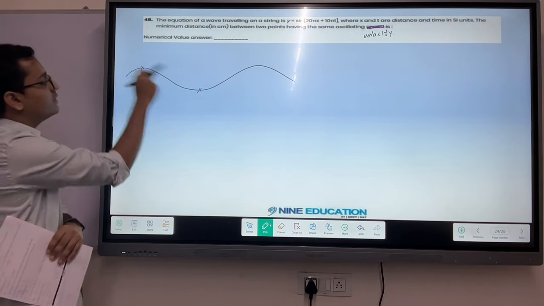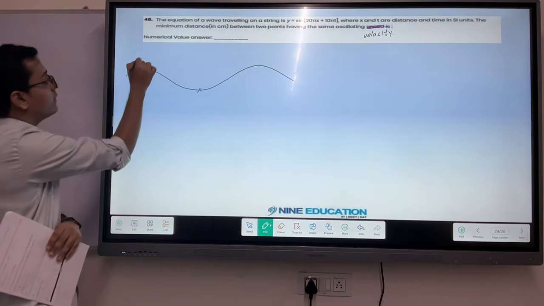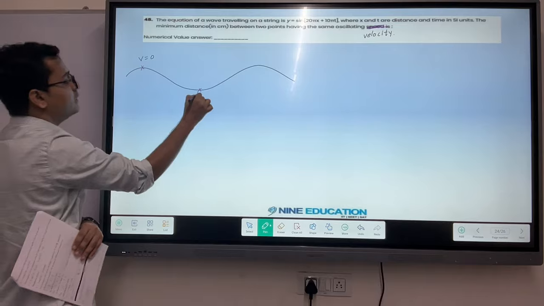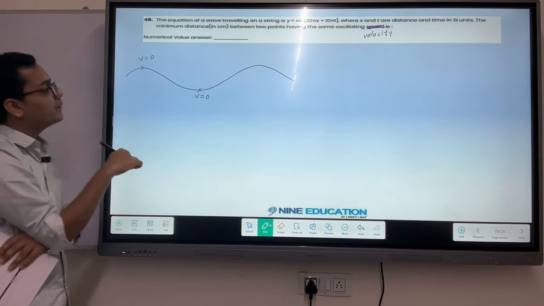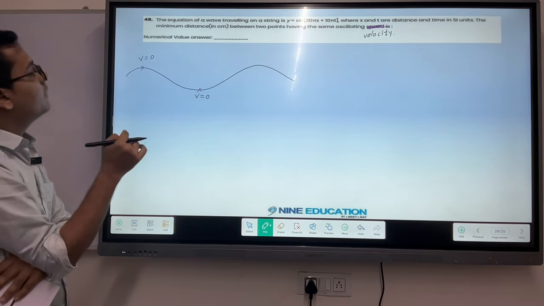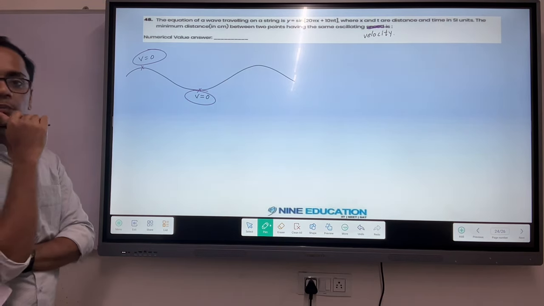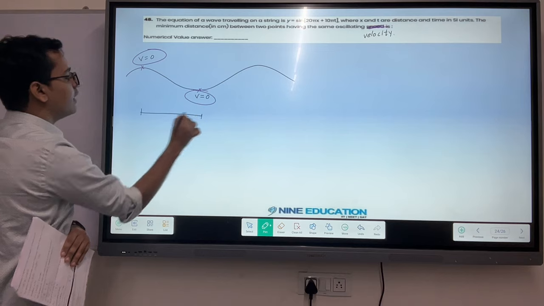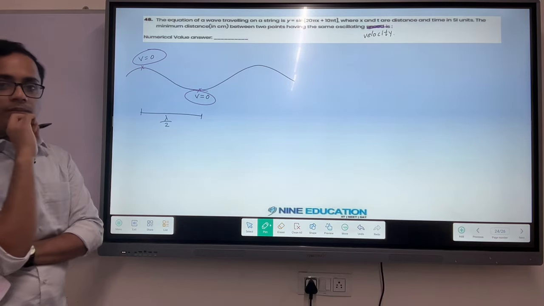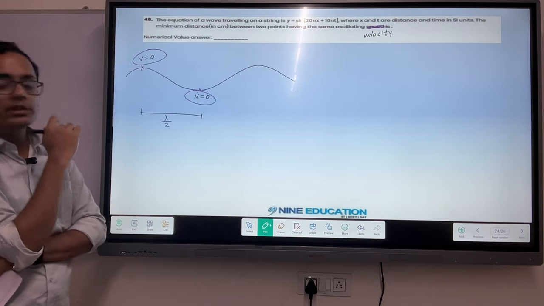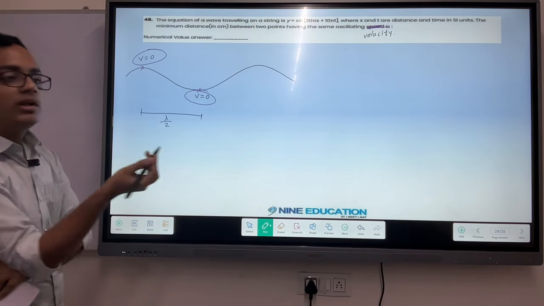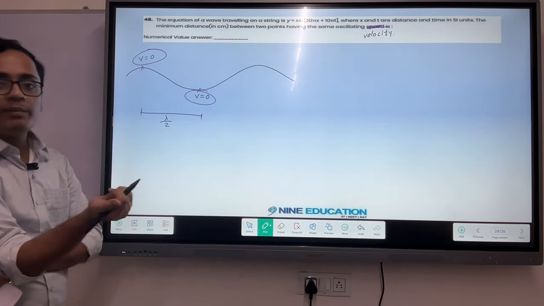Okay. What is the velocities of the 2 points over here? Velocity is 0, velocity is 0. Velocity of the particles. Okay, so you can clearly see they have the same velocity at this particular point. What is the distance between them? Distance between them is lambda by 2. Okay, distance between these 2 points is lambda by 2. So all you need to do is you have to find the value of lambda by 2.